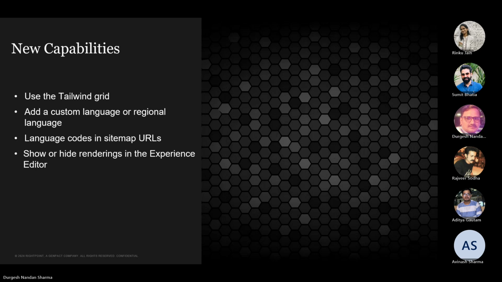Another one is show and hide rendering in the Experience Editor. Content authors can now choose to show or hide specific renderings directly within the Experience Editor. This makes it easier to manage content visibility during the authoring process and allows for a more streamlined preview. So we are going to discuss them one by one.